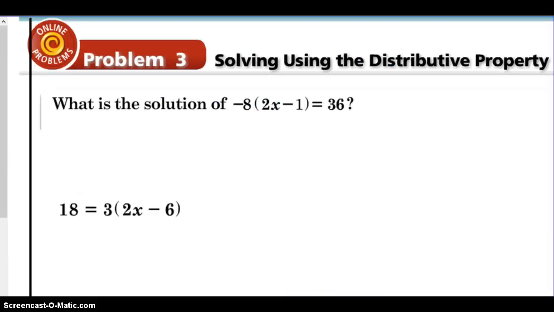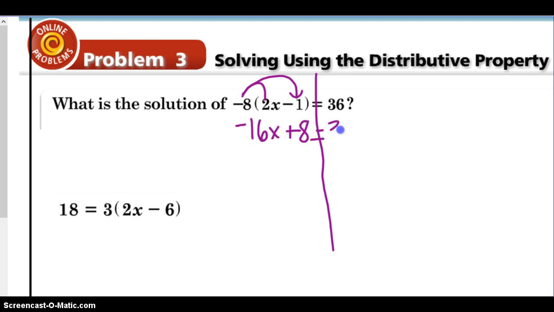All right, this one. Oh my gosh, look at distributive property. I love distributive property. So here we go. Let's do one together, and then you can do one on your own. Again, you can pause, fast forward, whatever. So I'm going to put a line down because I always do. Then I see distributive property. Draw your arrows, folks. So here I get negative 8 times 2 gives me negative 16x. And then negative 8 times 1 is positive 8 equals 36.